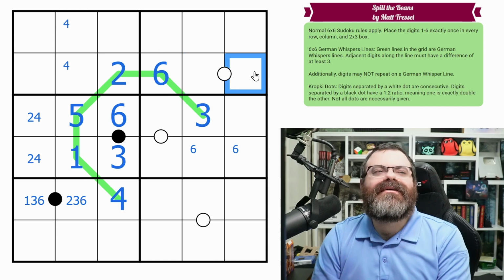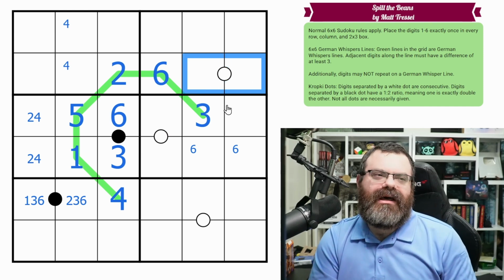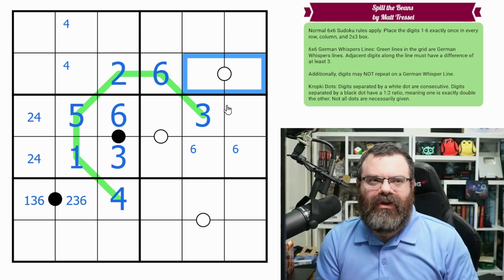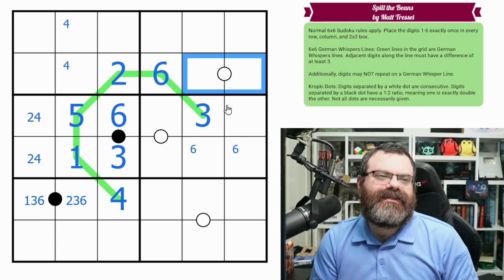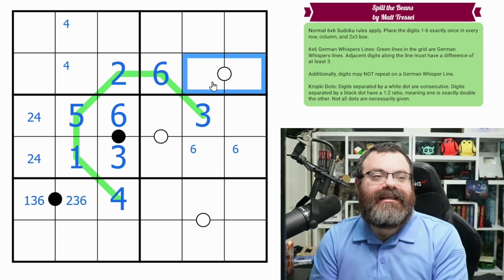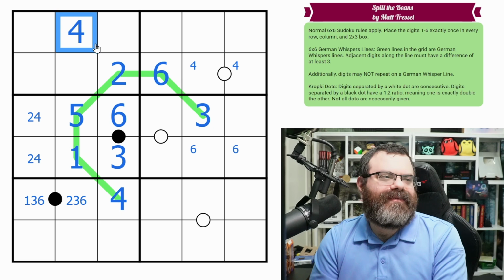No 2 or 6. Okay, so here's a little trick for white dots. White dots always have one even and one odd on them because they're consecutive. Two consecutive integers are always one even, one odd, because one of them will be divisible by 2 and the other one won't. We're adding 1. So we need an even digit on this white dot, and so 4 is the only option because 2 and 6 are gone. So this can't be 4. That places the 4 there.